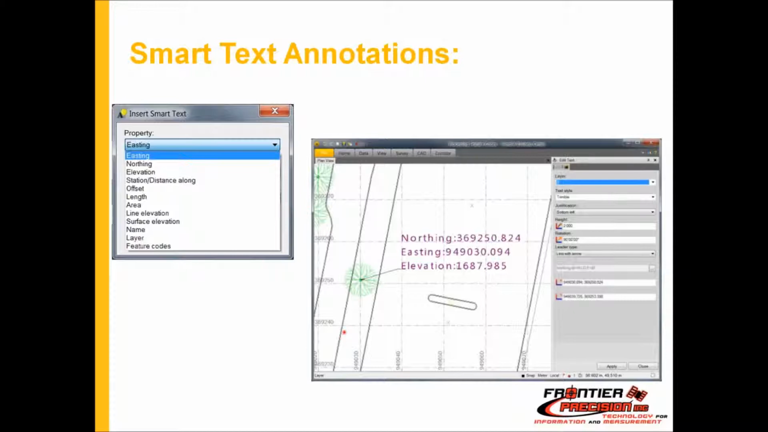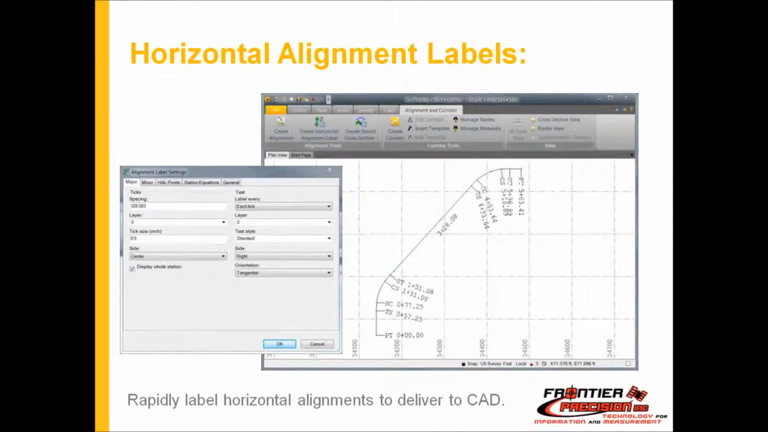Also have this new smart text annotations. I see this being enhanced more and more as they go, where basically you can create a piece of text and just choose the property right from the list that you want it to display, and based on that property it will automatically populate and label the text on the screen for you, so you don't have to hand enter all that information in.